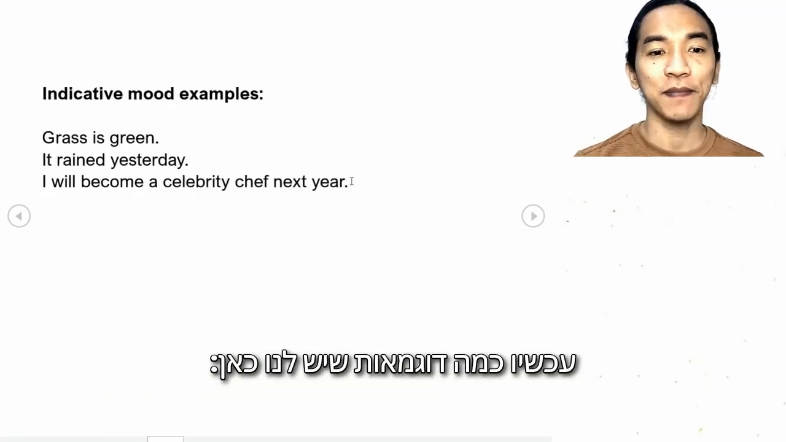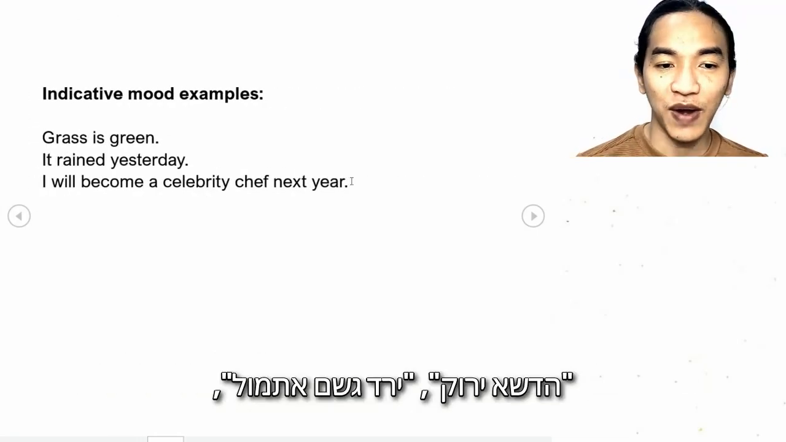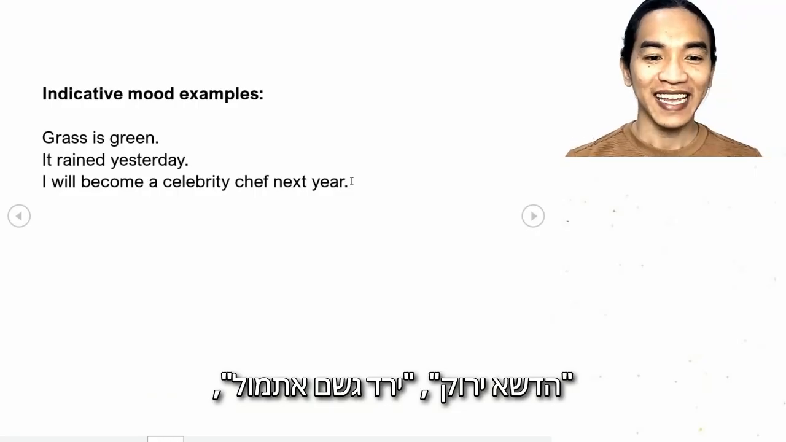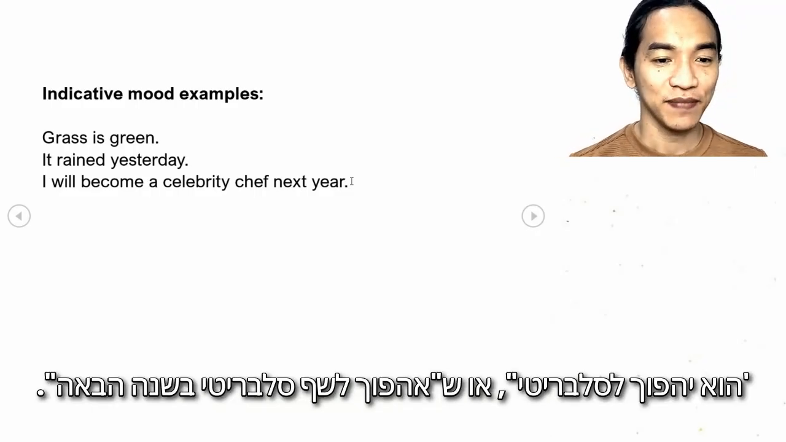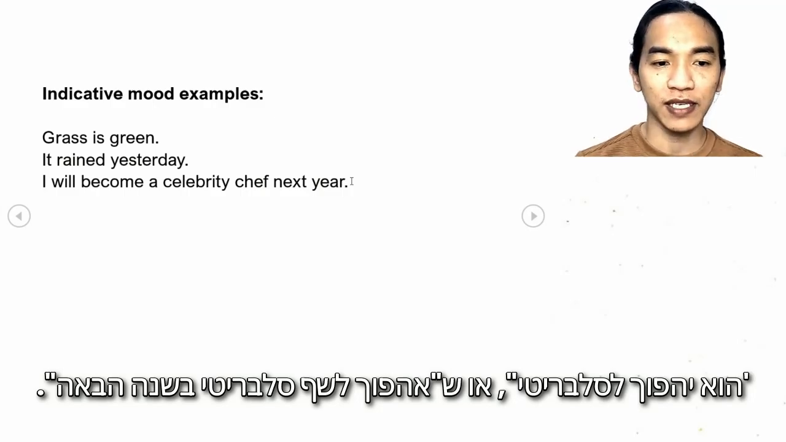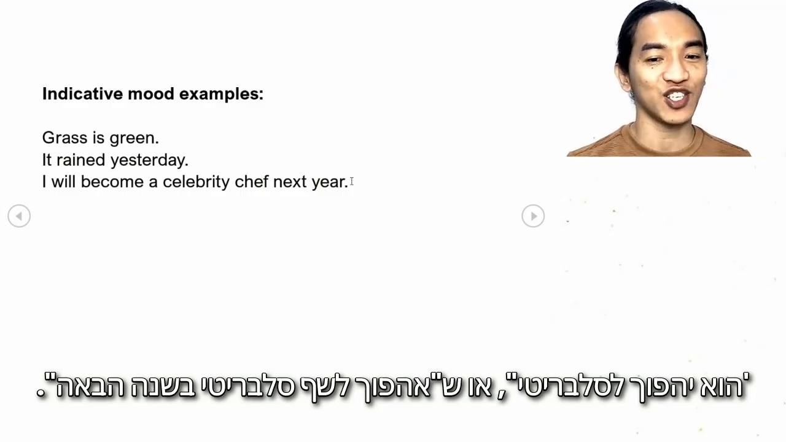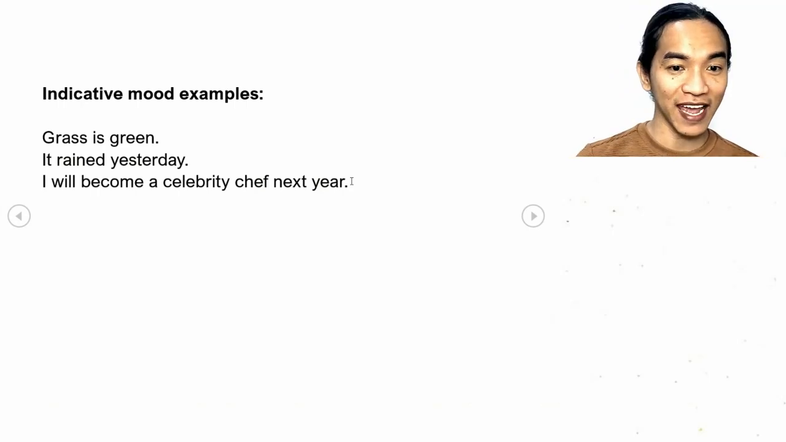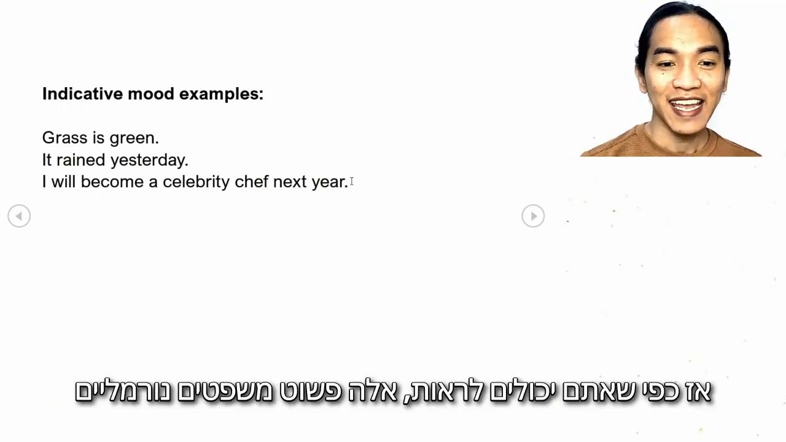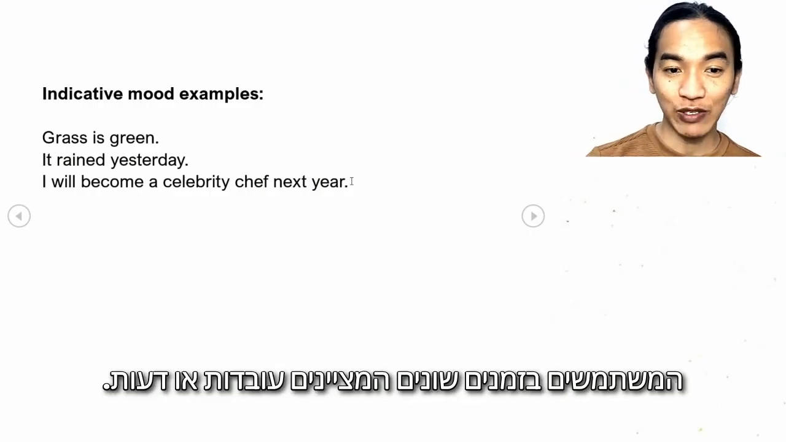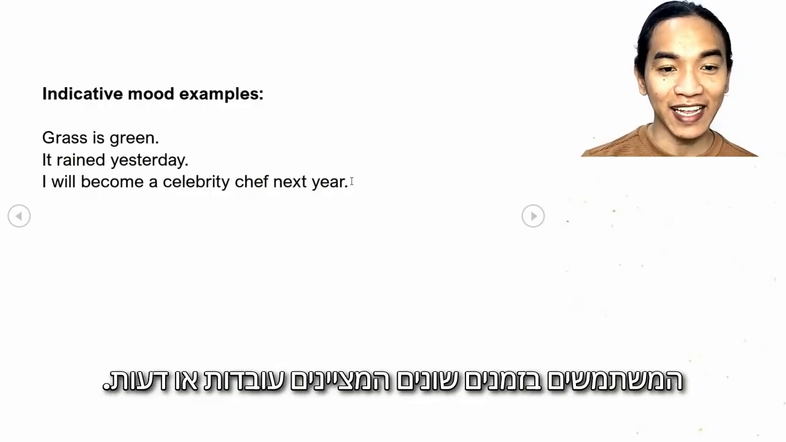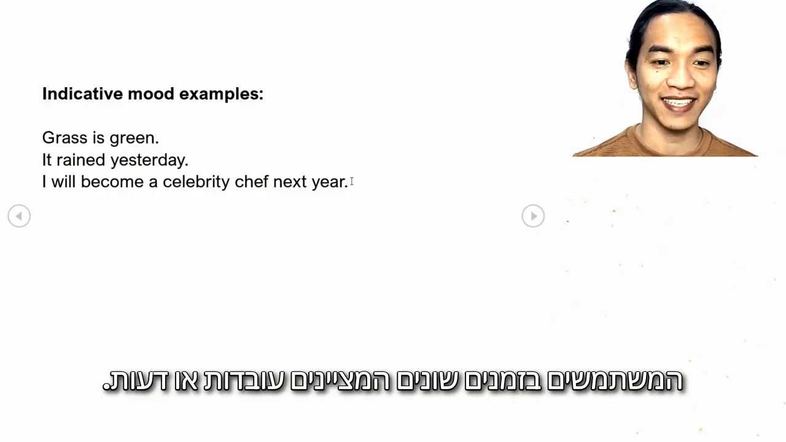Now, some examples that we have here: Grass is green. It rained yesterday. I will become a celebrity chef next year. As you can see, these are just normal sentences using different tenses indicating facts or opinions.